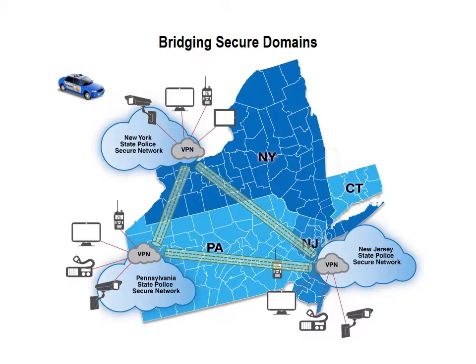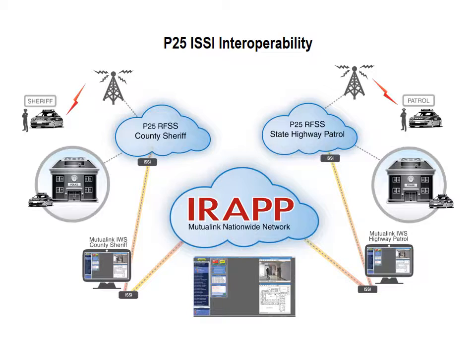AES 256-bit encryption and virtual private network connections ensure secure communications between private domains. No one but those involved in an incident know what is being shared or even that an incident is taking place. The Mutualink digital interface provides an IP connection directly into a P25 or DMR radio system that is using ISSI or DMR with AIS.